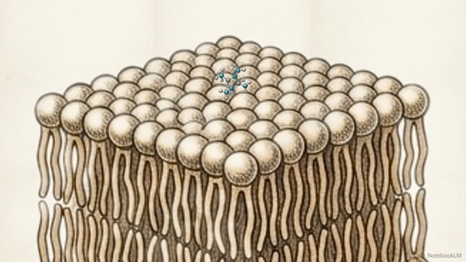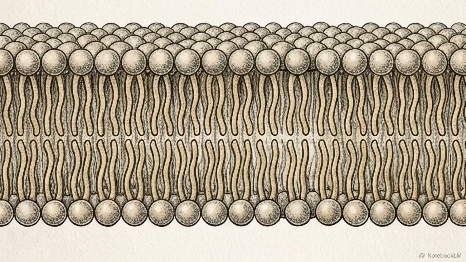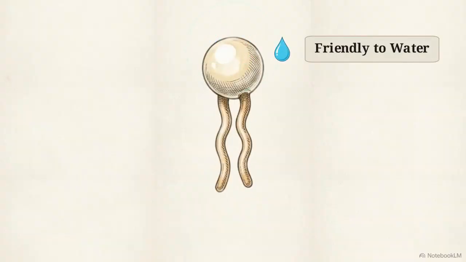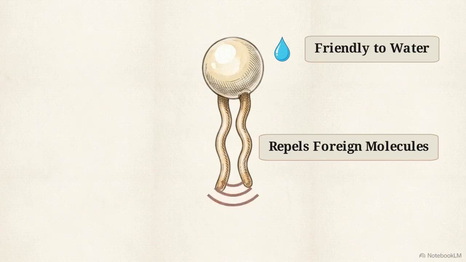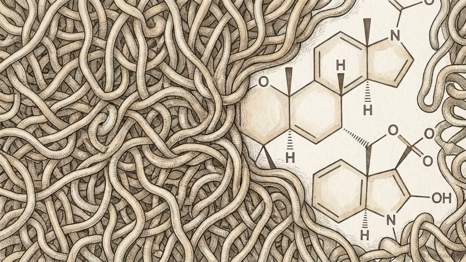away. To measure this property computationally, you might think we could just drop a digital drug molecule next to a virtual membrane, start a standard molecular dynamics simulation, and watch it. But biological membranes are dense walls of lipids. The outer head groups are friendly to water, but the inner tails form a hydrophobic core that repels foreign molecules, creating a massive energetic barrier to entry.